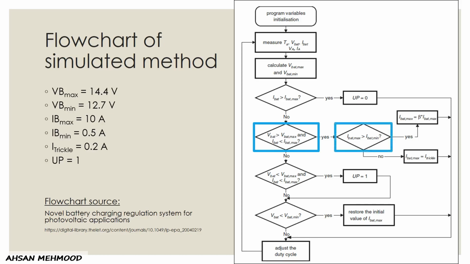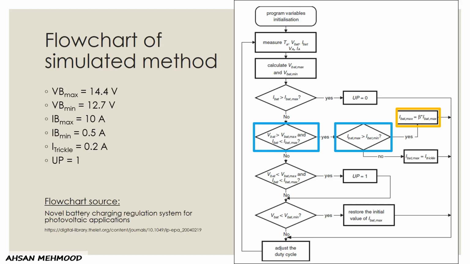If IB max is greater than IB minimum, it means battery charging is in absorption stage, that is constant voltage region. So we will decrease IB max by a factor of beta. The value of beta in this simulation has been chosen equal to 0.9. You can choose any value between 0.5 and 0.95.